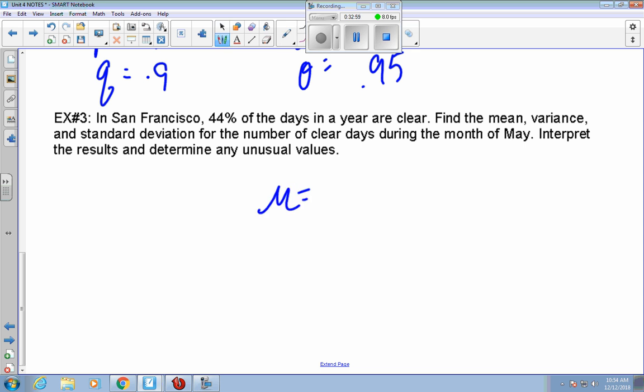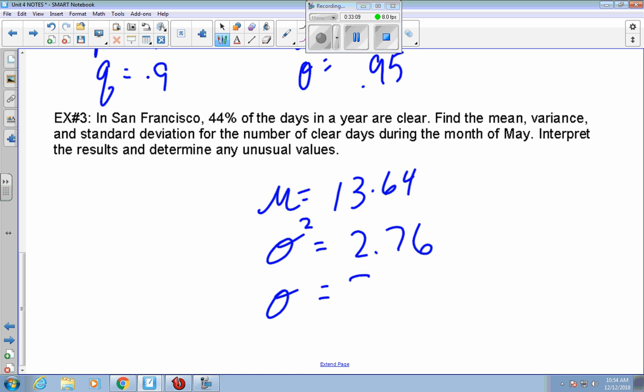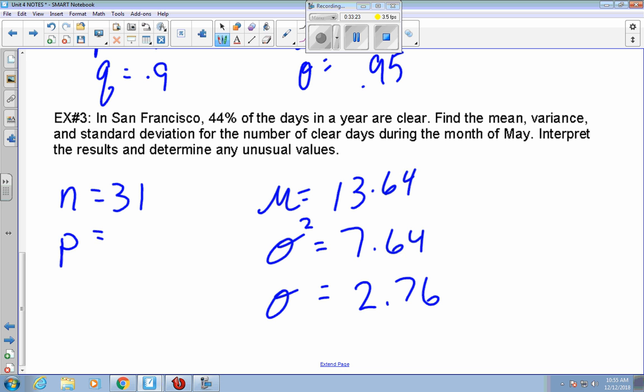All right, so your mean, variance, and standard deviation. Oh, I could put them backwards. What's going to be easiest? Oh, it'll be easiest to get rid of that. So you had your n is 31, p and q, 0.44, 0.56. Okay? All good?